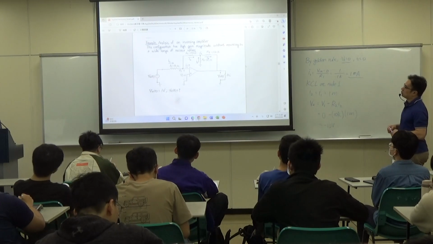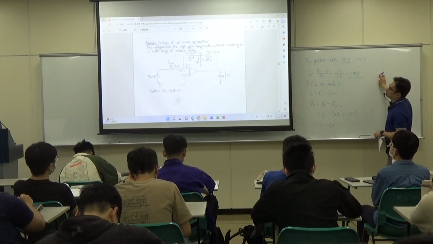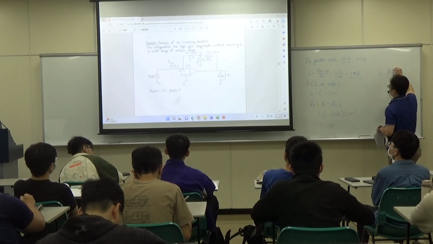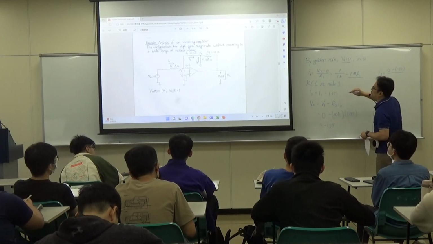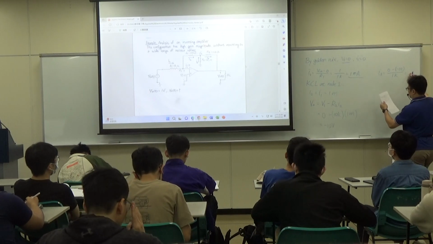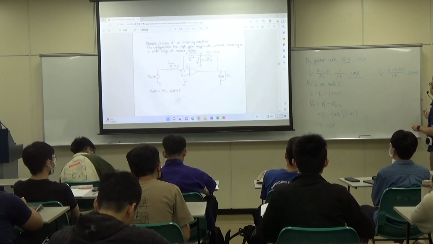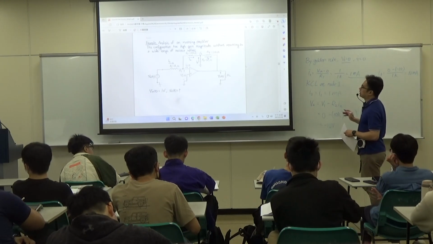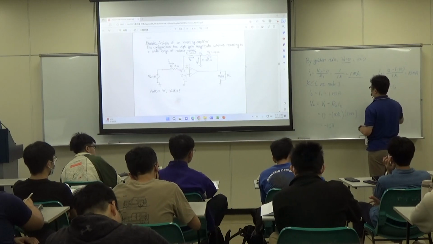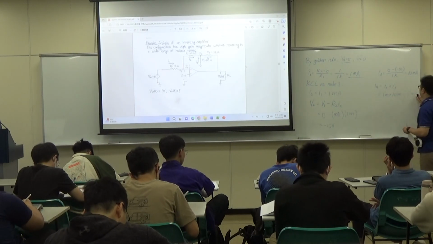Then we want to solve I3, step by step. Since we know V2 is minus 10, I3 is 0 minus minus 10, divided by 1k, which is 10 milliamp. Then we can calculate I4. I4 is I2 plus I3, which is 1 plus 10, so 11 milliamp.